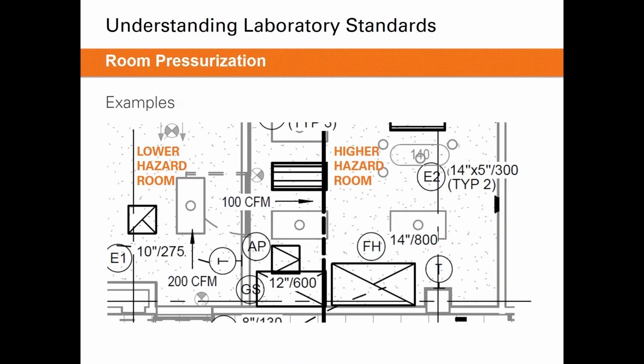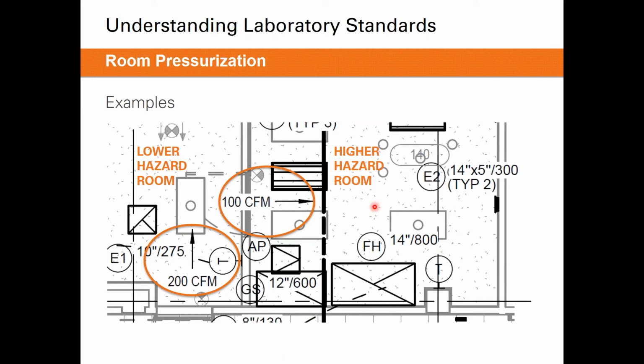Now, how we lay this out on mechanical plans is important. Here is an example of how we can lay this out: we have a mechanical drawing with a lower hazard room on the left and a higher hazard room with a fume hood in it on the right side of the screen. The lower hazard room may still have something toxic in it, which is why we have negative 200 CFM coming in from the corridor, designated by the 200 CFM coming in through this doorway. And then going into our higher hazard room, we can lay out another 100 CFM traveling through this doorway.